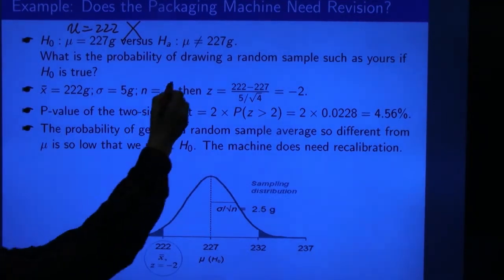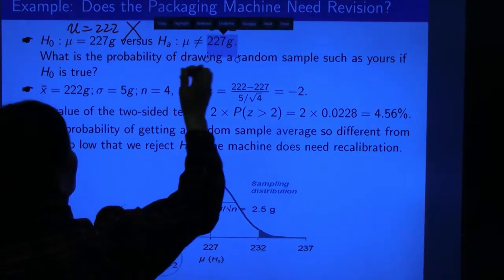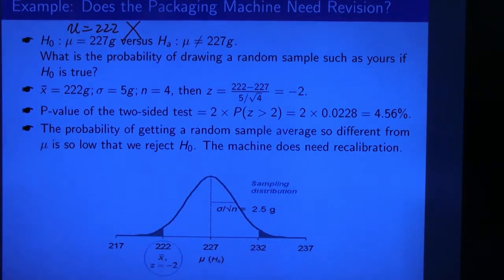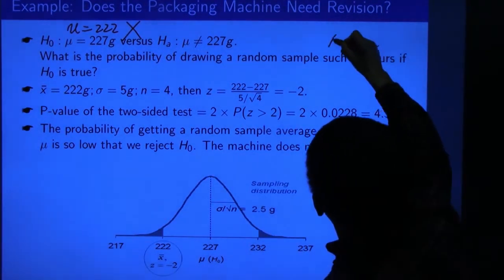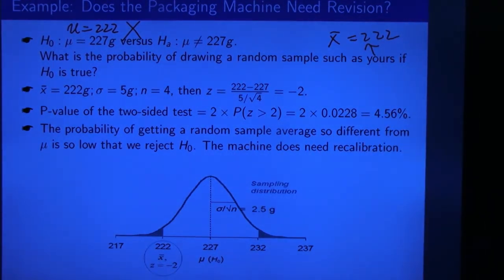This one, again, you cannot write 222. This number must be the same as this number, but is more general. This one is equal to, this one is not equal to. What is the probability of drawing a random sample such as yours? That means here, your x bar equals 222. What is the chance? What is the probability you get a random sample like this if H0 is true?